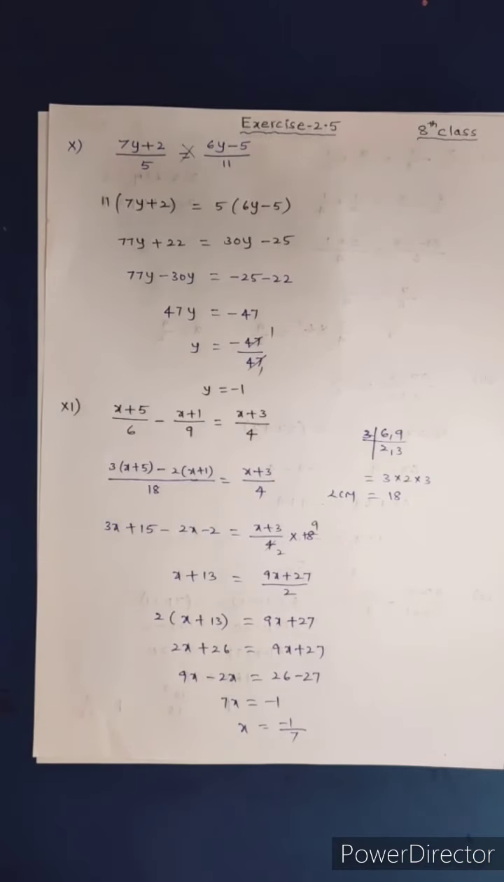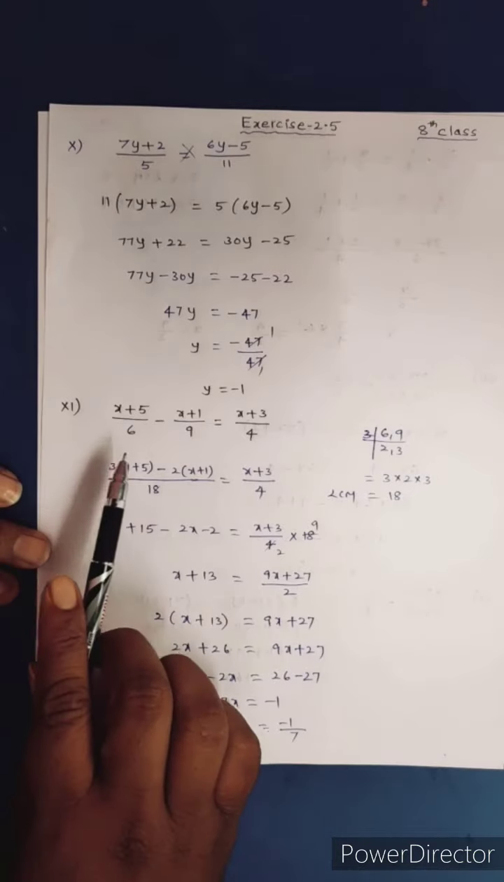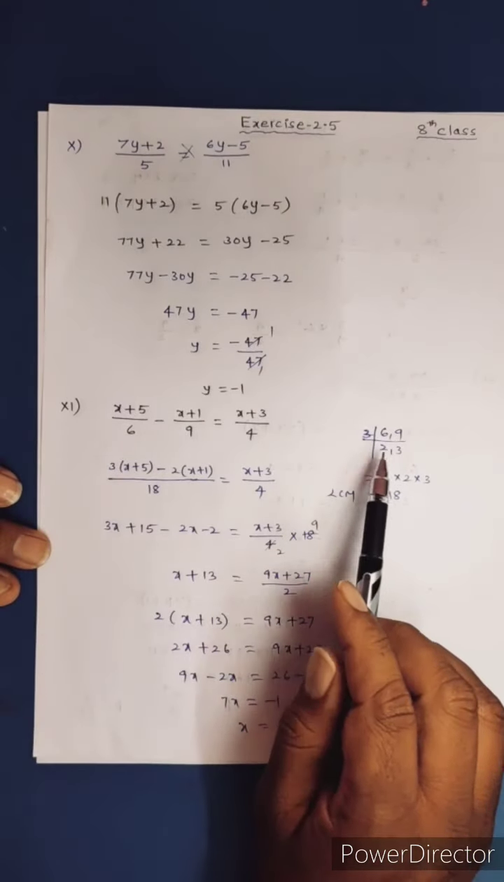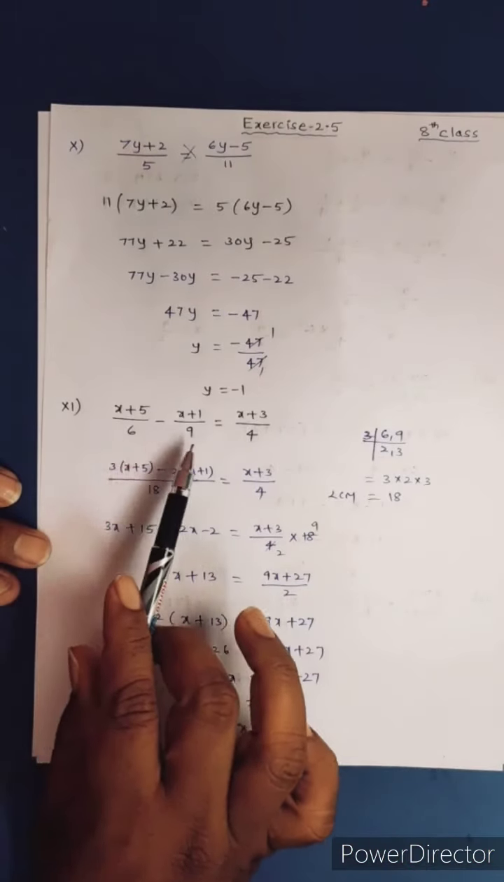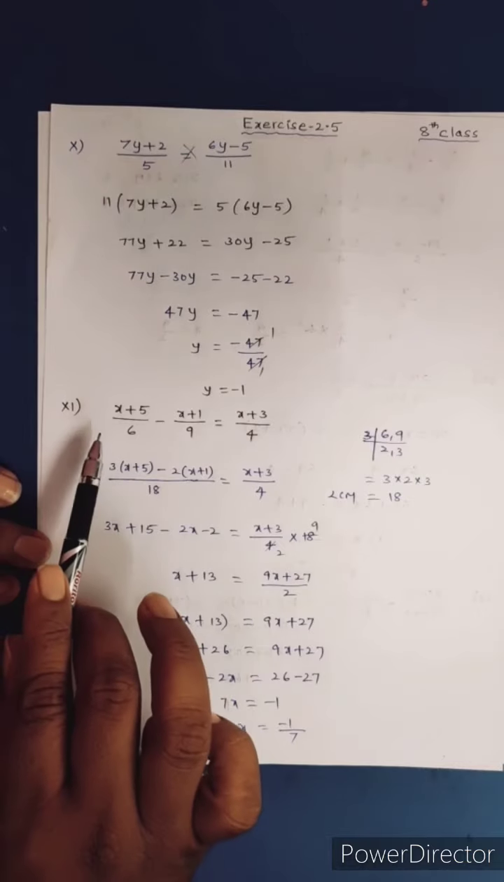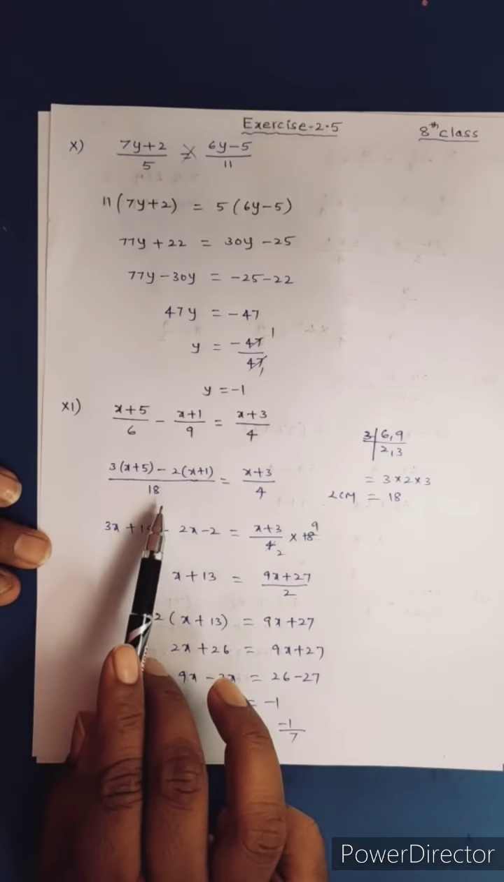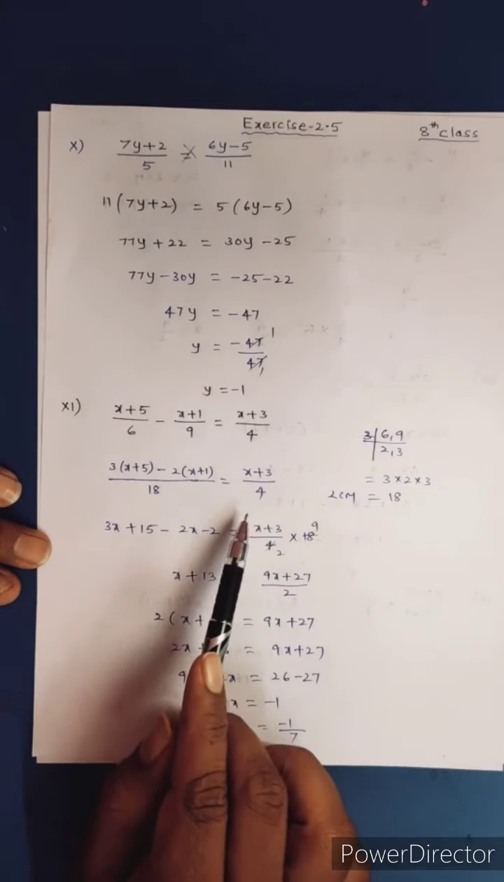Now 11th problem. x plus 5 by 6 minus x plus 1 by 9 is equal to x plus 3 by 4. Now left hand side first do the simplification. 6 comma 9 LCM. 3 2s are 6, 3 3s are 9. 3 2s are 6, 6 3s are 18. So 6 comma 9 LCM is 18. 6 3s are 18. So numerator also multiply with 3. 9 2s are 18. Numerator also multiply with 2, is equal to x plus 3 by 4.